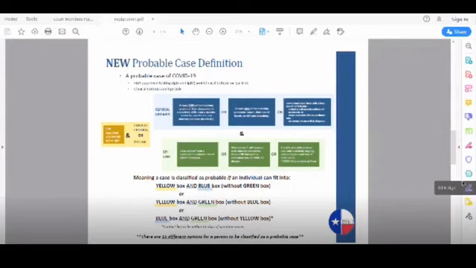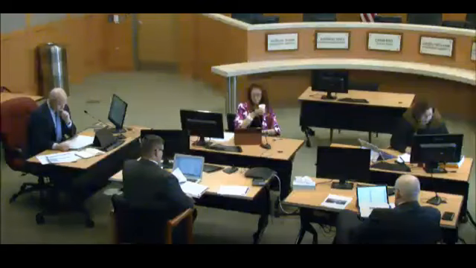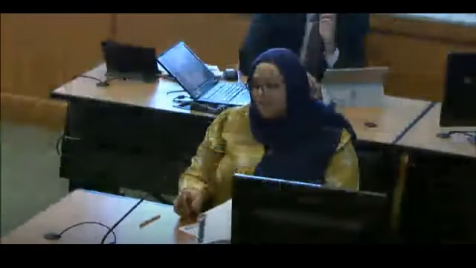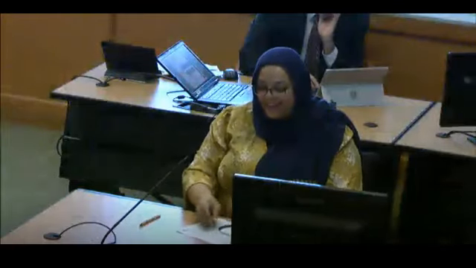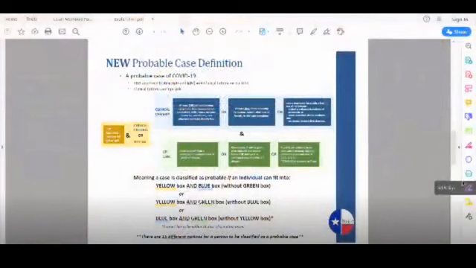Can I just ask a quick question? Back on the previous page, the new probable case definition with FDA-approved positive lab with or without symptoms, do you also have to have the positive lab along with close contact, or is the close contact with confirmed or probable cases a separate identifying thing? So I'll explain this further. It's just an overview, it gets kind of confusing.